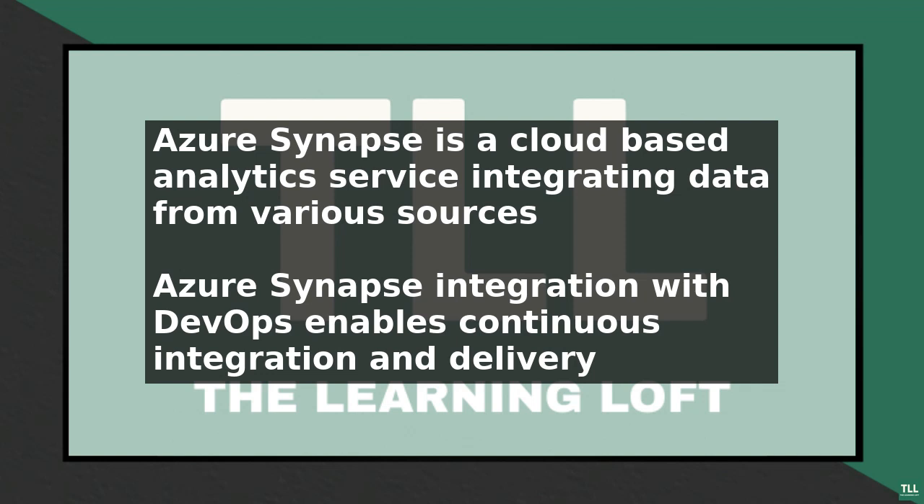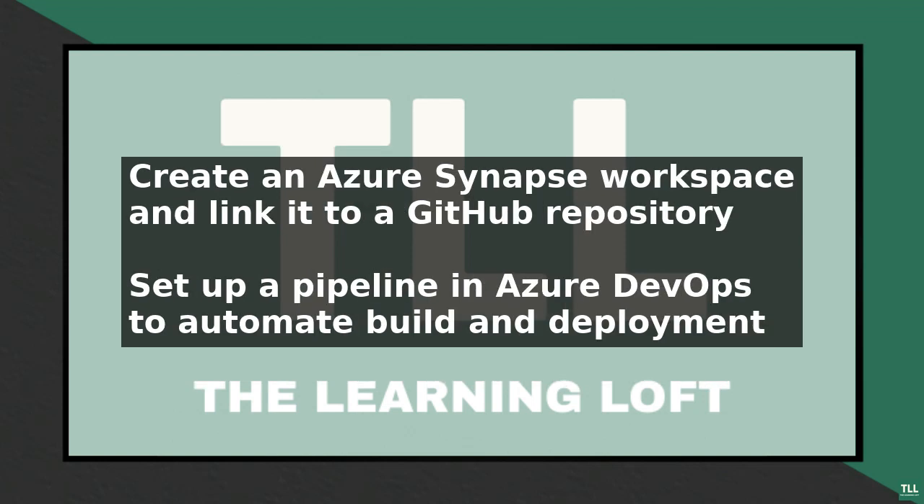First, create an Azure Synapse workspace and link it to a GitHub repository. This allows version control and collaboration among team members. Next, set up a pipeline in Azure DevOps to automate the build and deployment of Azure Synapse artifacts. This includes creating a new pipeline, selecting the GitHub repository, and configuring the pipeline to use the Azure Synapse workspace.